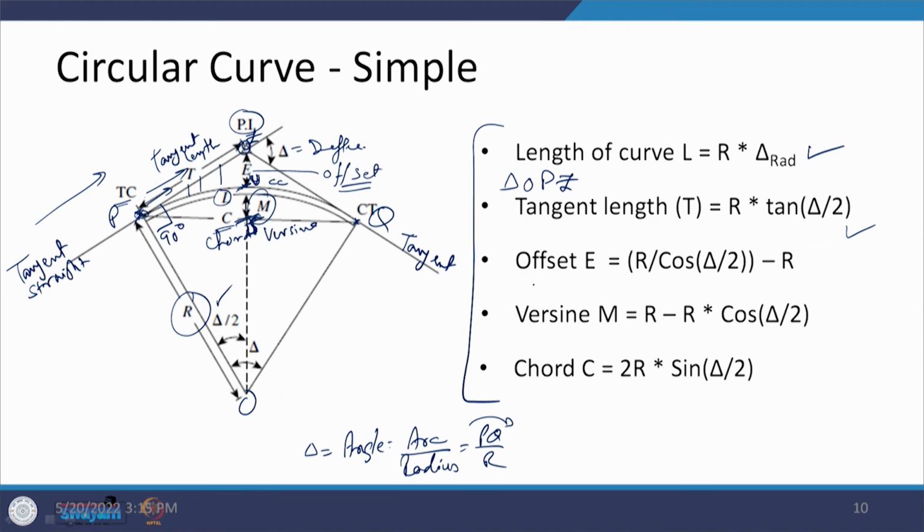And offset is E, from the point of intersection, the point Z, to this one. So, if we are considering this one, then what we have to calculate is OZ minus R. And OZ, cos delta by 2 is equal to R divided by OZ. So, this is R divided by cos delta by 2 minus R is the offset. When you are looking at versine, it is the distance between the arc and the chord.